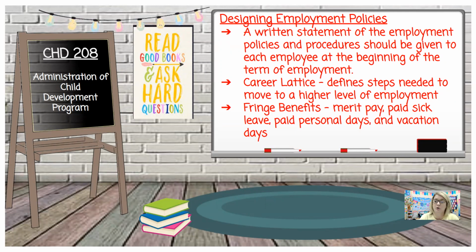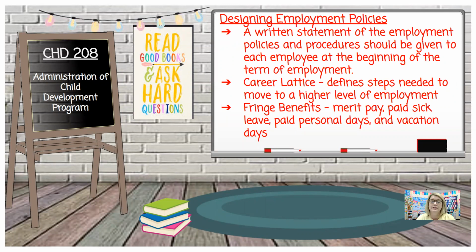So the first one is a career lattice. We did this earlier in the semester where we talked about the pathways. Okay, so a career lattice defines the steps needed to move to a higher level of employment. So what do you need to do to bump yourself up as an employee, okay?